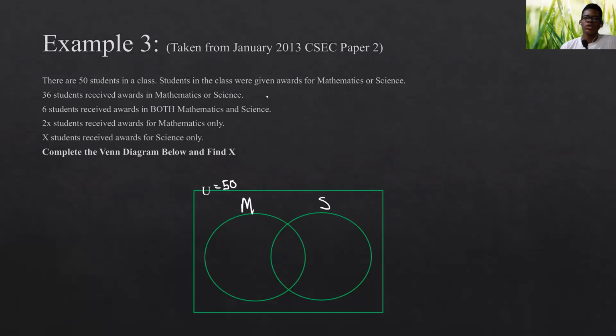36 students received awards in mathematics or science. Right away, somebody tell me the notation for this statement. Somebody quickly, we don't have a lot of time. We've got to write the notations for each one of these statements. M union S equals 36. Well, N, the number of elements in M union S, equals 36. Correct. The keyword there being or. Thank you. Now, 6 received awards in both mathematics and science. Somebody other than Kazako, give me the notation for this one.